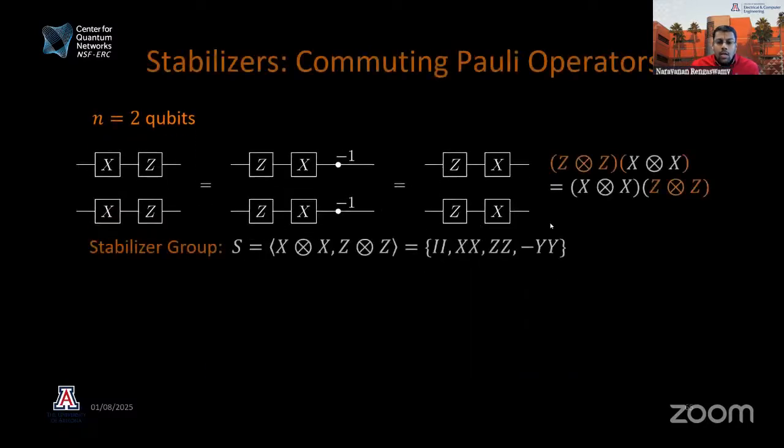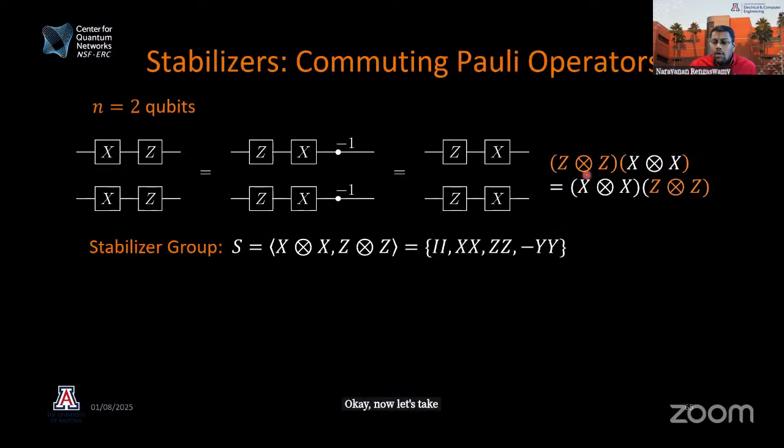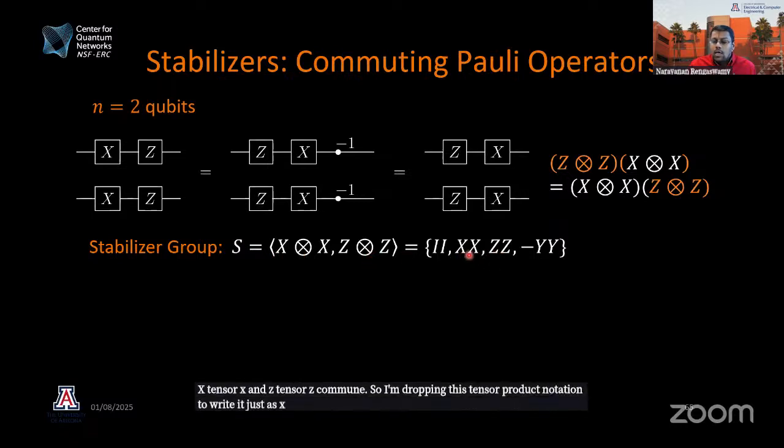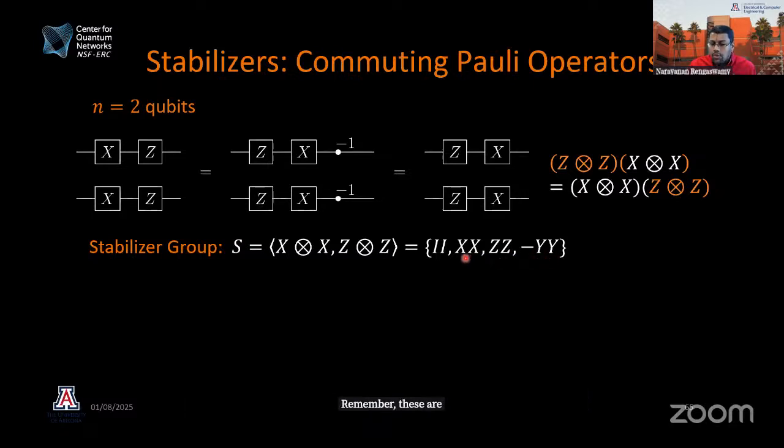Okay, now let's take this. So we have two operators on two qubits that commute. X tensor X and Z tensor Z commute. So I'm dropping this tensor product notation to write it just as XX and ZZ. And if you multiply, you'll get minus YY. Remember, these are on two qubits. So this is X on the first qubit, X on second qubit, and so on.